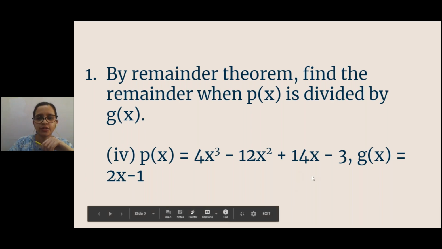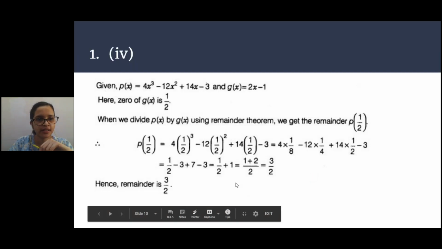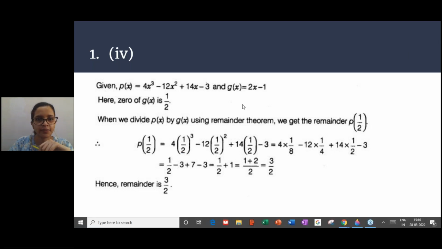Okay, I'll just show you the solution. I do not know where you're getting stuck. So the zero of g of x is 1 by 2. You substitute it, you'll get 3 by 2 as a remainder. Just go through the solution once. So all those who are stuck or got wrong answers, anybody wants me to solve this question? Let me know.